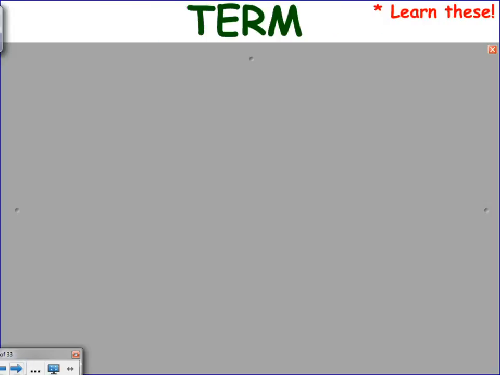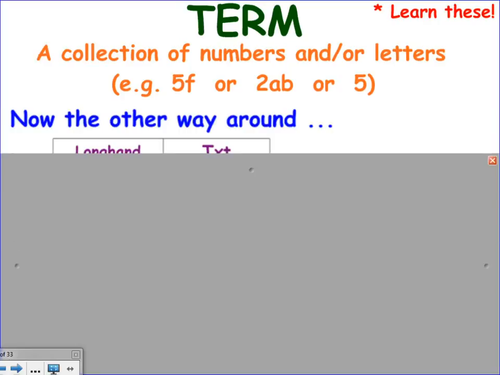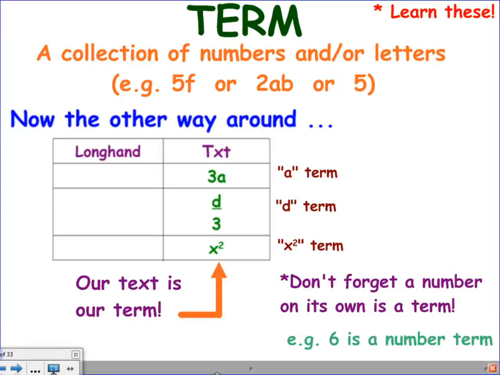Okay, the first word, term. What is a term? 3A and 4B are terms. Good. So when we start attaching these numbers and letters together, in other words, the shorthand, and getting rid of the multiplies and divides, or just a letter on its own or a number on its own, it's called a term. So terms are things like 5f, which we now know means 5 times f. 2ab, which we now know means 2 times a times b, is a term.